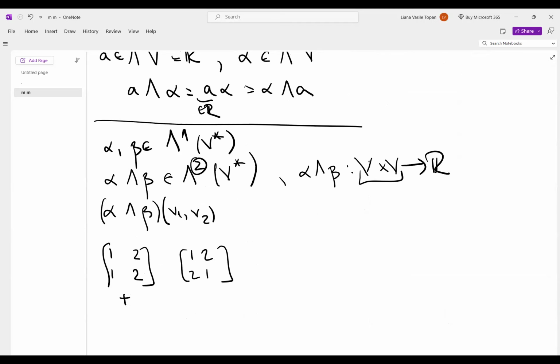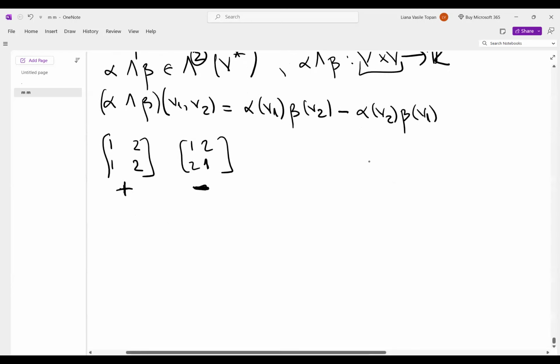Signature means -1 to the number of inversions, right? So you just count how many inversions you have. So here you have one inversion. You see 1 is smaller than 2, it comes after 2, right? This means an inversion. So you have a minus here. So this wedge product will be alpha of v1 times beta of v2. This is the permutation with plus here. And then we have another one, you'll have alpha of v2 times beta of v1, and the sign is this one, okay?